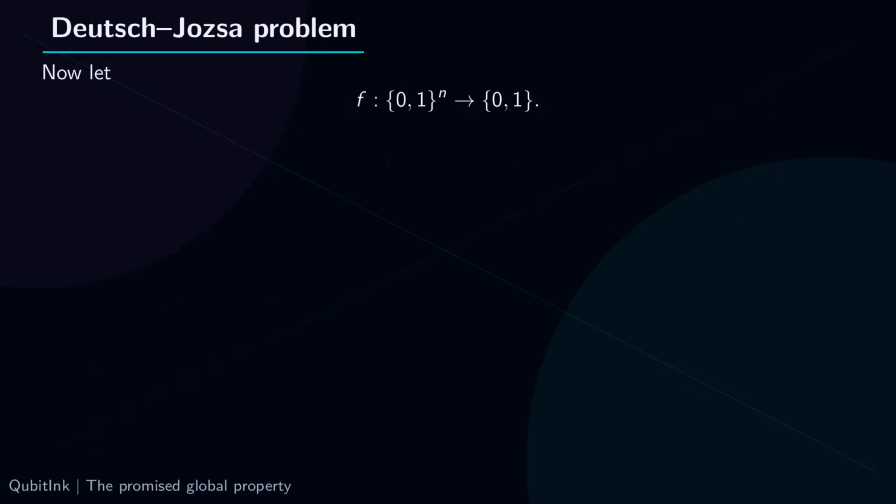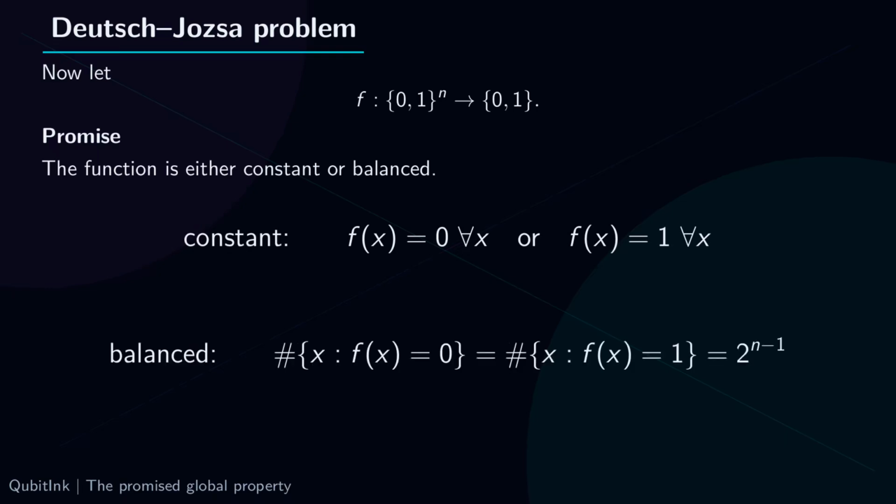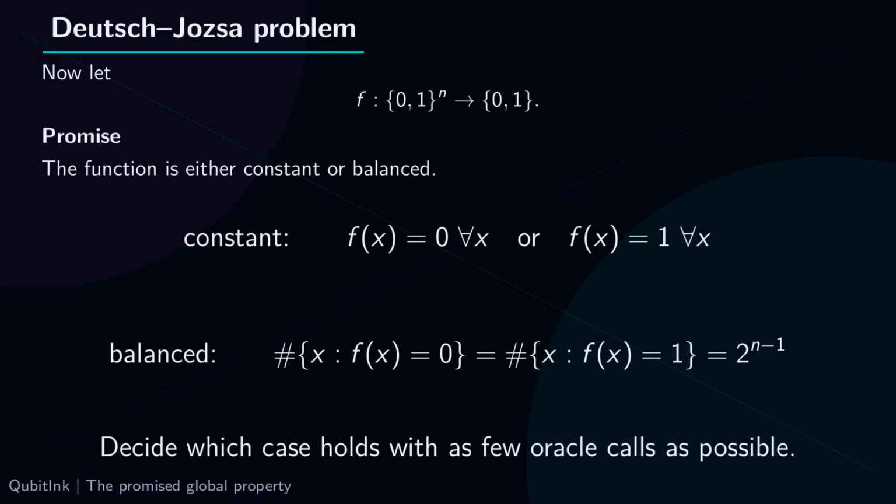The Deutsch-Jozsa problem generalizes Deutsch's problem from one input bit to n input bits. Now the function f maps n-bit strings to 1 bit. There is a promise. The function is either constant or balanced. Constant means that f of x equals 0 for every x, or f of x equals 1 for every x. Balanced means that exactly half of the inputs give 0 and exactly half give 1: the number of x with f of x equals 0 equals the number of x with f of x equals 1 equals 2 to the power n minus 1. The task is to decide which case holds, using as few oracle calls as possible.